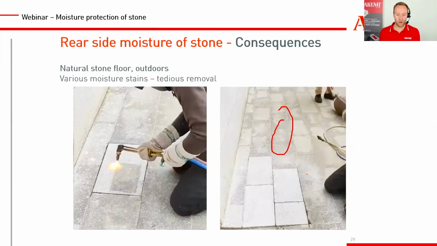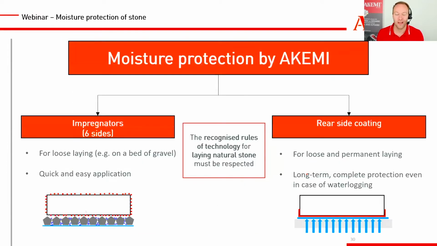Of course, if you have the contract to clean this every 2 months, lucky you. You will have to work forever for that project and can get paid. But actually, this is not solving the problem. So what can you do? Moisture protection by AKEMI, we have 2 types of solutions. This depends on which solution is the right one. It depends on the installation.